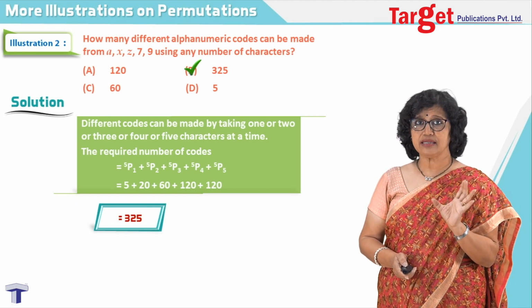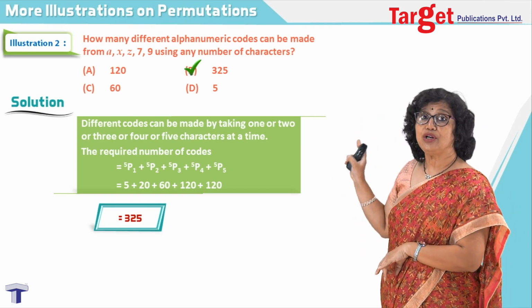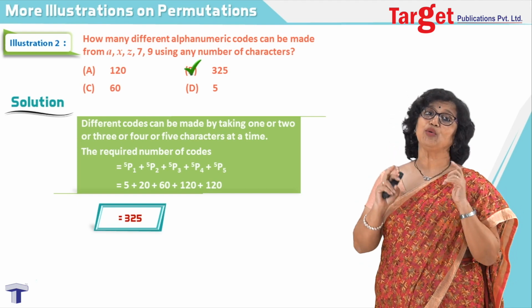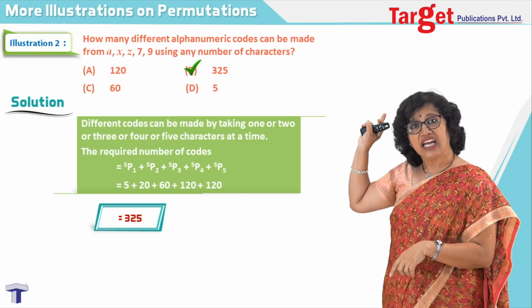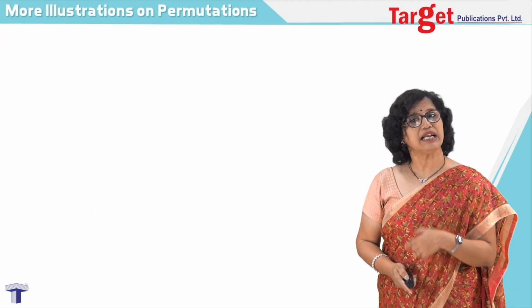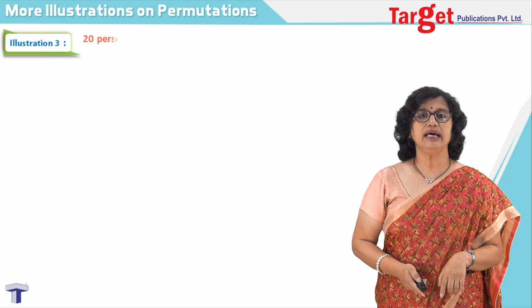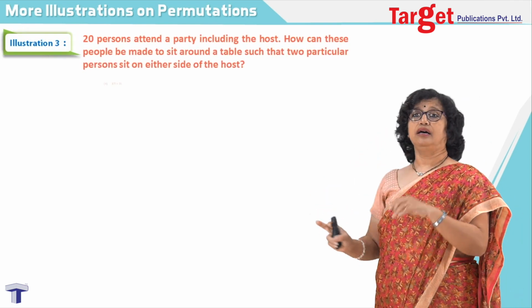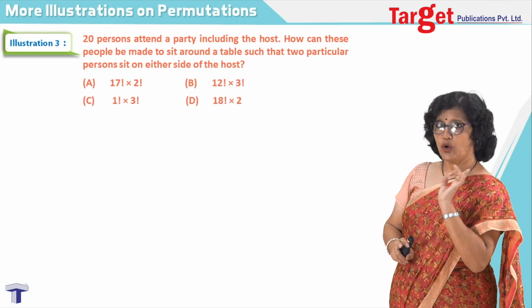Here what we did is, I wanted to take your attention to actually reading the question. You should read carefully, then you can answer carefully. So here the main crux was any number of characters. Let us move from here to the next one. And my next illustration is: 20 persons attend a party, including the host.